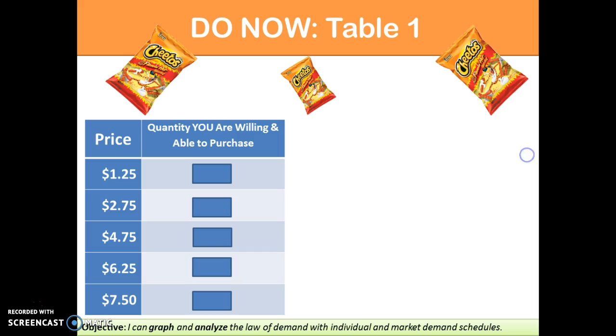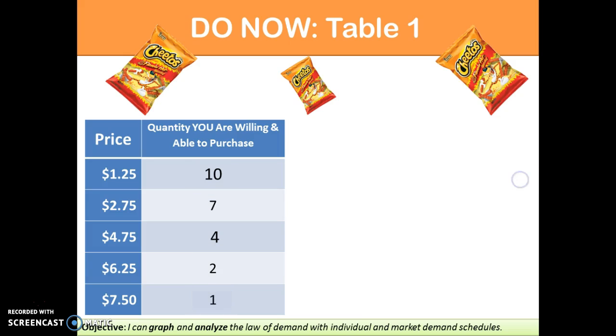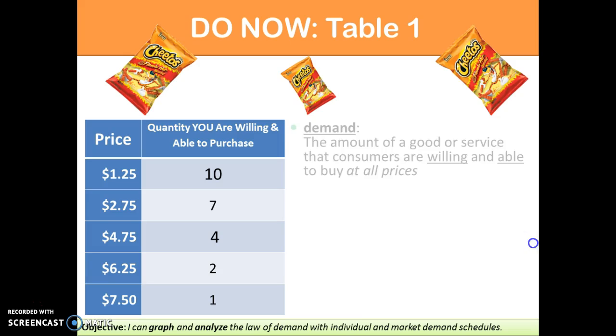And then if we look at our do now, you filled out the information for table 1 based on your own preferences. This is the data that I put together for myself if I were to purchase these big bags of Flamin' Hot Cheetos. And you'll notice that as the price increases, the quantity that I demand goes down.